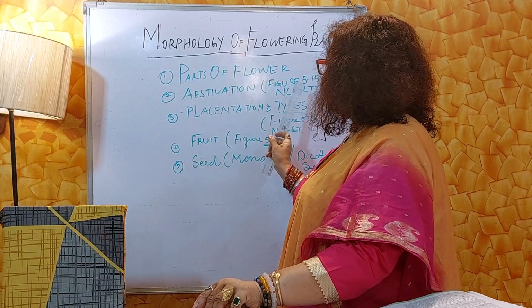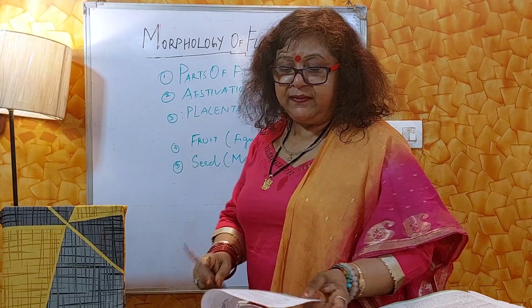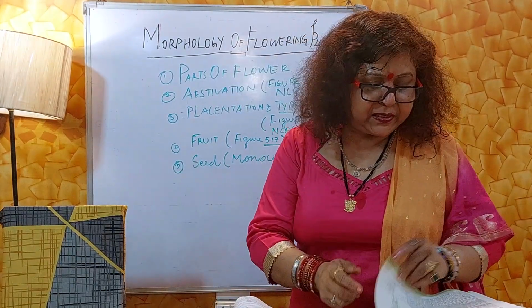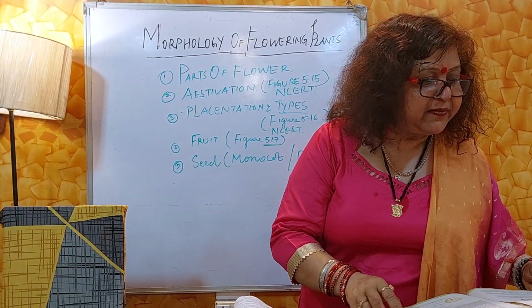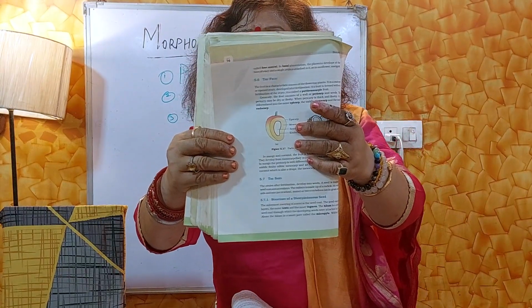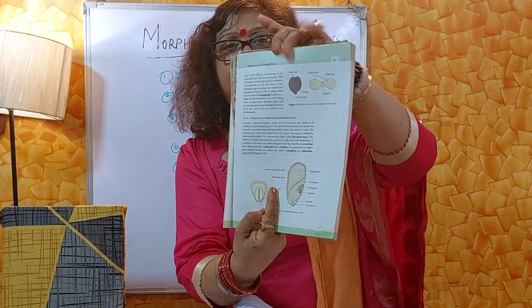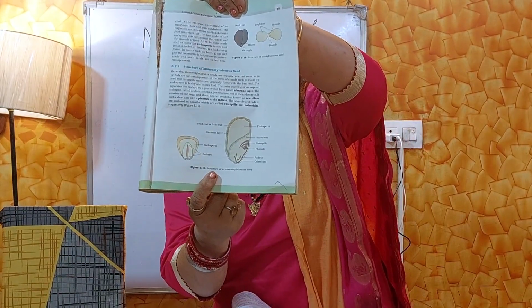Parts of a flower, estivation, placentation. Now I come to the fruit and the last part, the seed. Now you turn to page 76 of your book and see the structure of the fruit, and below that is also the seed. When we do the seed part, below that is also the seed part, monocot and dicot seed.